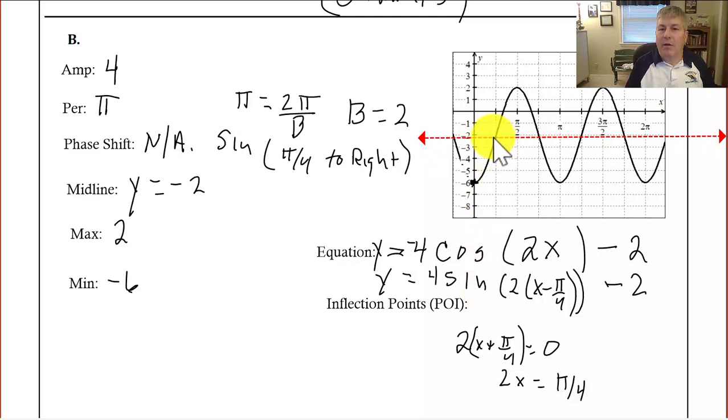And then also that would impact our inflection points. Let's do the inflection points for our cosine curve. Our inflection points here are going to occur at pi over 4, and then 3 pi over 4, and 5 pi over 4. So our inflection points are going to begin at pi over 4 plus every pi over 2 k, and then at a height of -2.